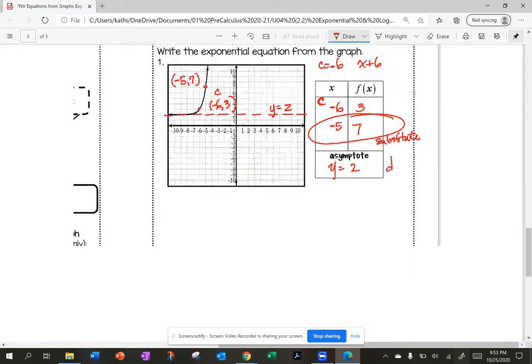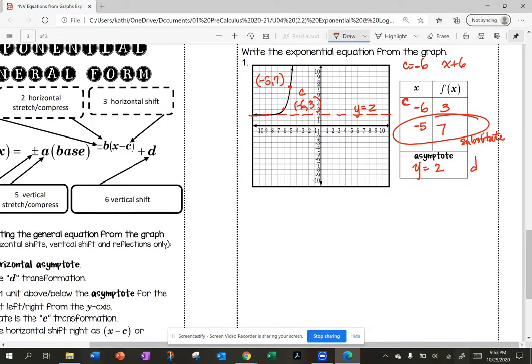All right, so let's write our general equation first. I'm going to write this as f of x equals, I don't know what my base is, so I'm just going to call it base. I have a horizontal shift left, so I write that as x plus 6. And then I have a vertical shift up 2, so plus 2. So this is my general equation.